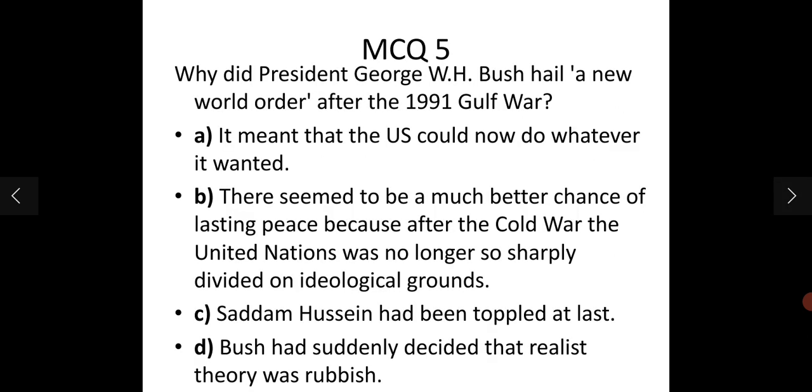Answer B. Why did President George W. Bush hail a new world order after the 1991 Gulf War? A, it meant that the US could now do whatever it wanted. B, there seems to be a much better chance of lasting peace because after the Cold War, the United Nations was no longer so sharply divided on ideological grounds. C, Saddam Hussein had been toppled at last. D, Bush had suddenly decided the realist theory was rubbish. Answer B.